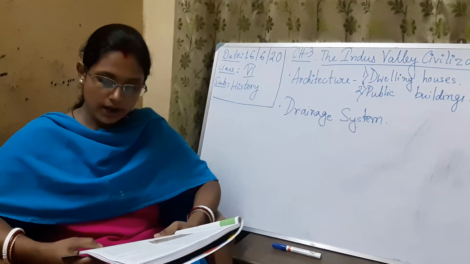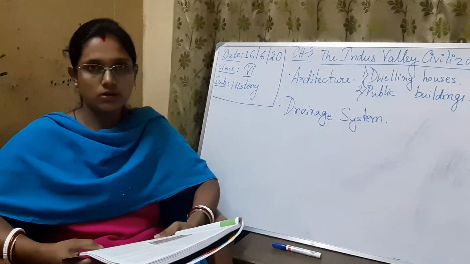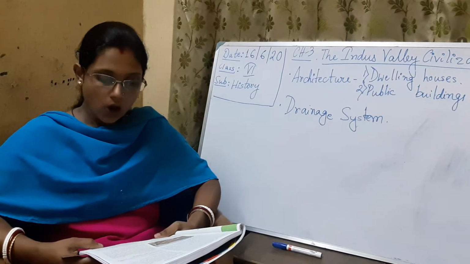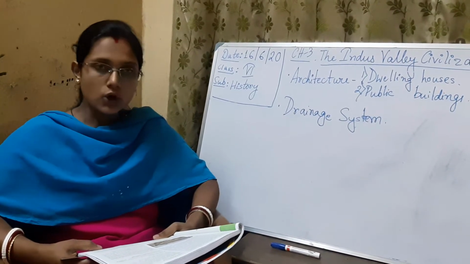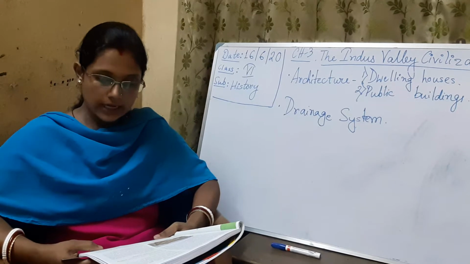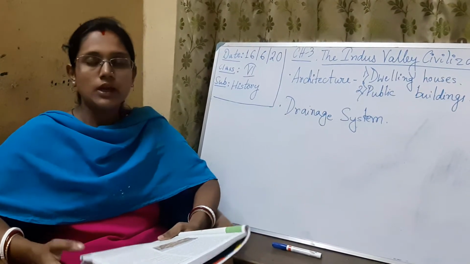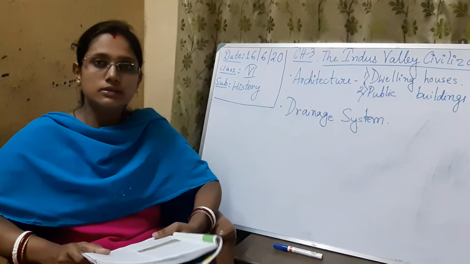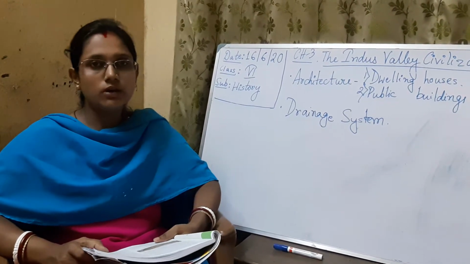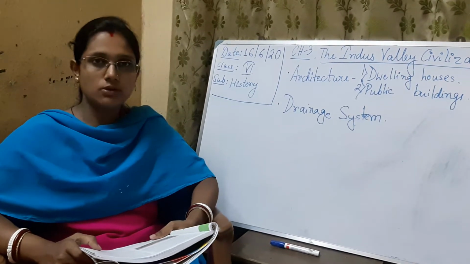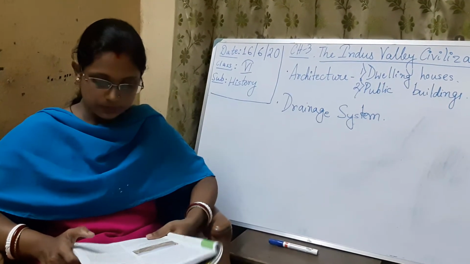A similar granary has been found in Mohenjo-daro. The same type of granary was found in Mohenjo-daro. All the granaries were built close to the river banks so that grains could be easily transported with the help of boats. Now why did they build these granaries near the river? So that they could easily transport the food grains with the help of the boats.